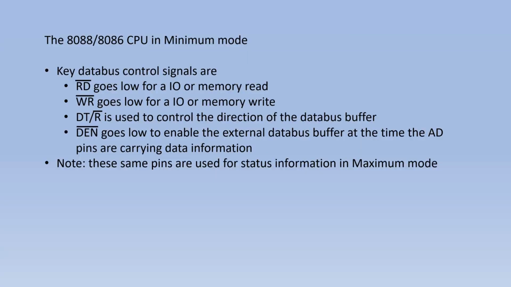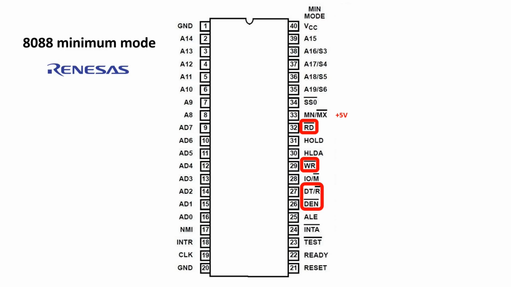So minimum mode, the idea is that we don't need much external circuitry to interface the CPU to standard memory chips. We have a not read pin, a not write pin, which are your standard read and write strobes to be connected to memories, RAMs or ROMs, EPROMs.